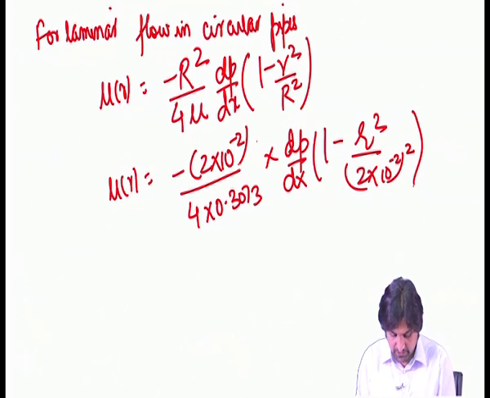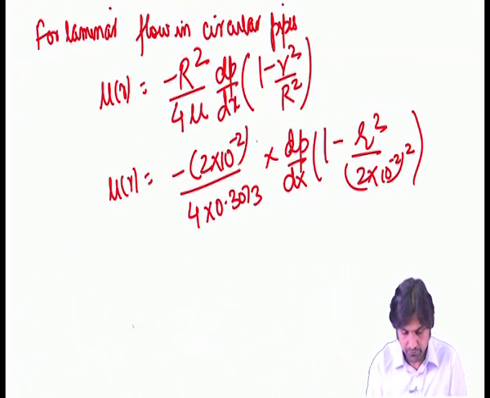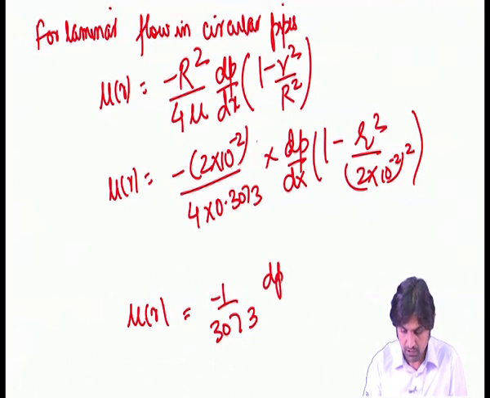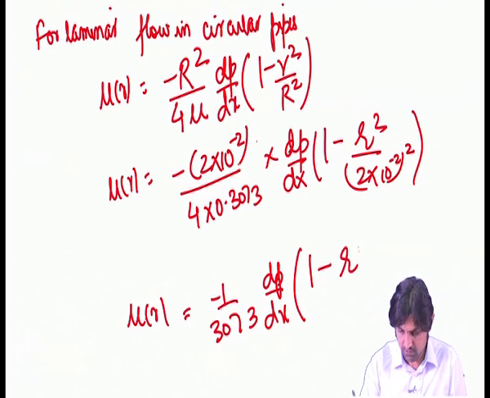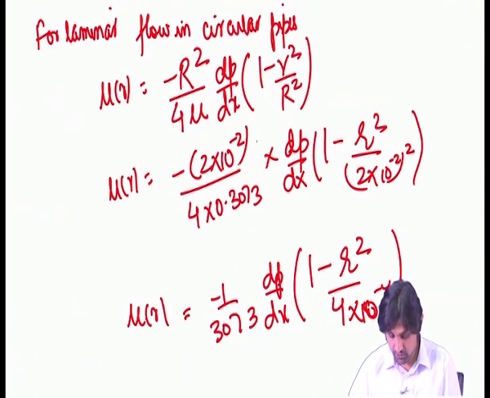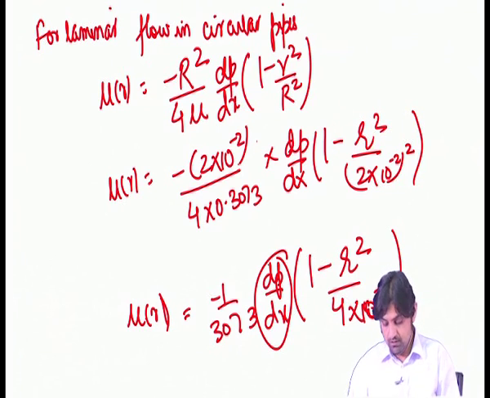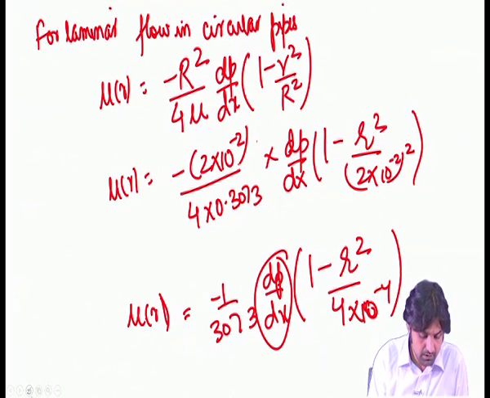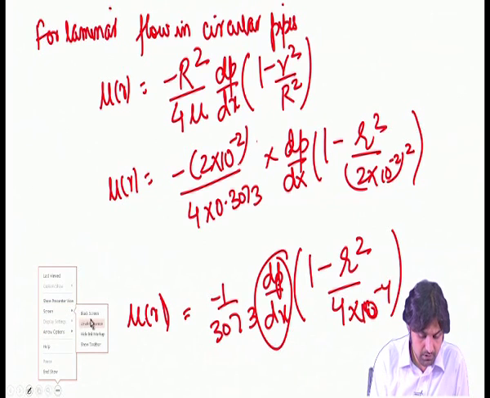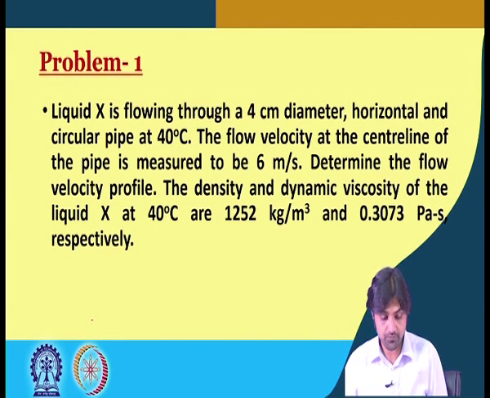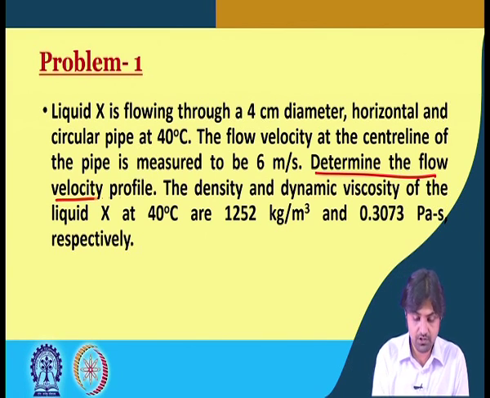If we want to simplify it further, we can simply write u of r as minus 1 by 3073 dp dx into 1 minus r square over 4 into 10 to the power minus 4, okay. So we have derived u as a function of r. dp dx is something that we do not know, or if we know this, then our problem will be solved, okay. So I'll just go back from the white screen, and this is what was asked: determine the flow velocity profile.